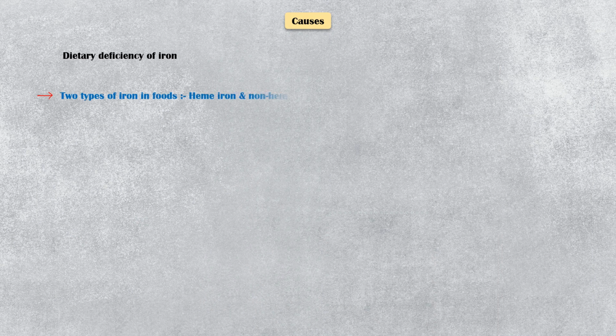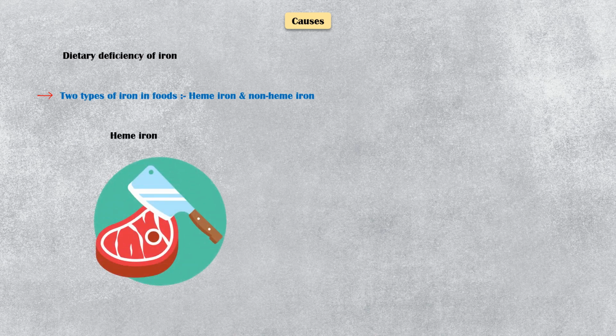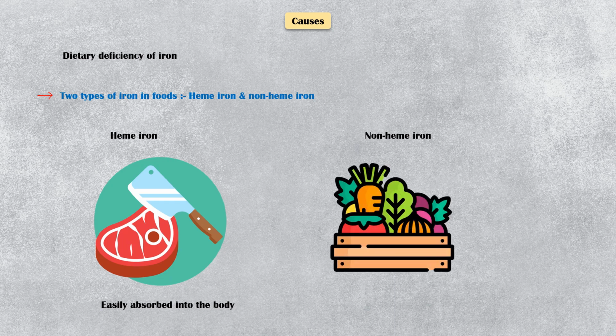One of the major causes of iron deficiency is dietary deficiency, which means you are not taking enough iron through the diet. There are two types of iron in food: heme iron and non-heme iron. Heme iron is found in animal food sources such as meat and fish. Heme iron is easily absorbed into the body. By contrast, non-heme iron is found in plant food sources, and it is not well absorbed into the body. Therefore, people who are not eating animal food tend to develop iron deficiency.